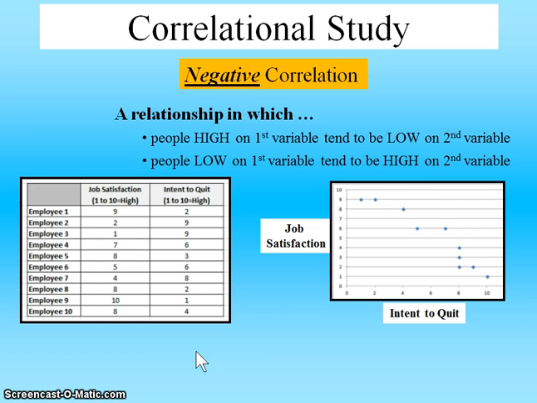And conversely, the people who are low on the job satisfaction variable tend to be high on the intention to quit variable. That's what's called a negative correlation. And to say again, the word negative doesn't mean bad, it's just a label for this kind of a relationship. So graphically, these data look like this. There's a trend going from the upper left-hand portion of the graph down to the lower right-hand portion of the graph.